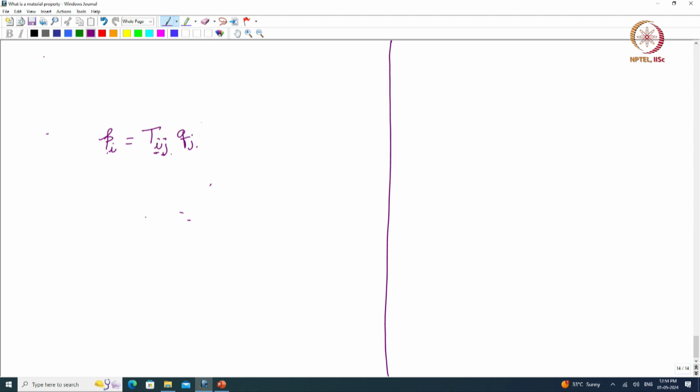The tensor is a second rank tensor because I have two indices. Now in this case, let us ask the question: what if I do a coordinate transformation?